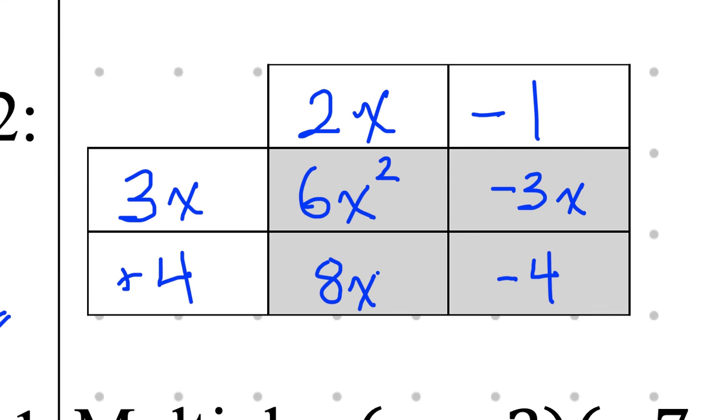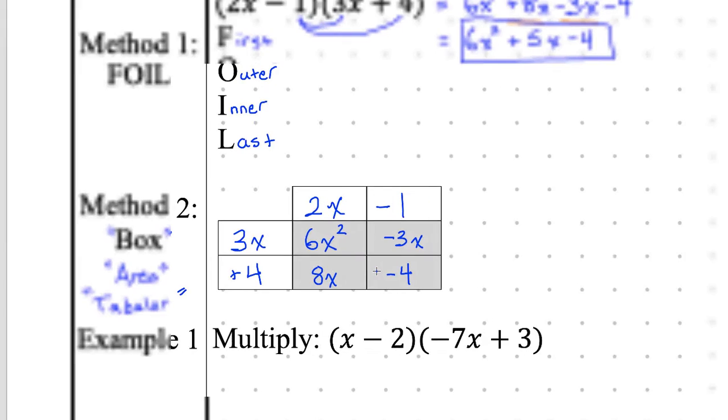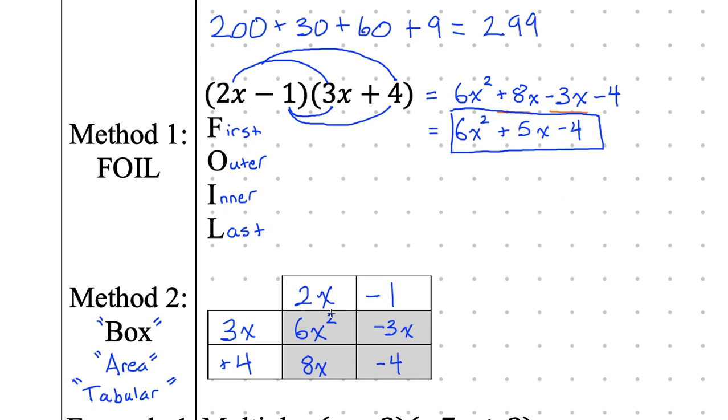All right. And then, does anyone see kind of a relationship between what's happening already? Oh, look, a 6x squared. Oh, look, an 8x. Oh, a -3x, and a -4. It matches up perfectly so far. So we basically have the same problem that we had before.